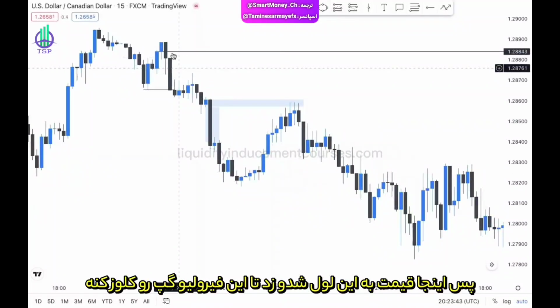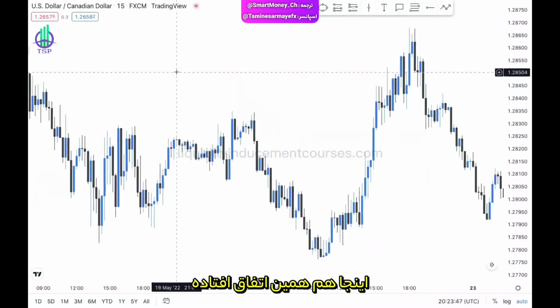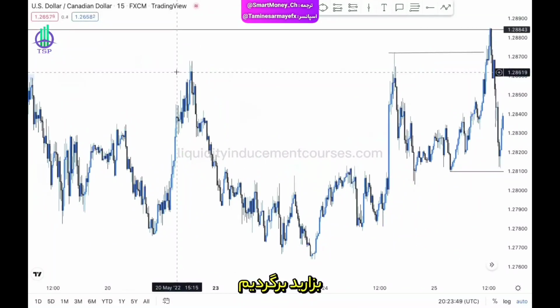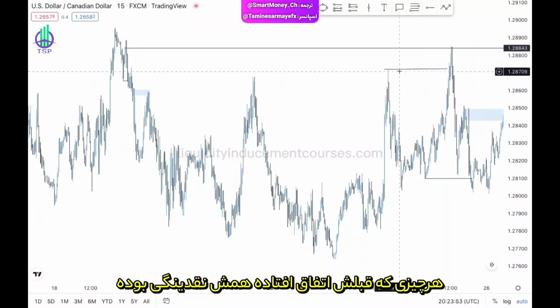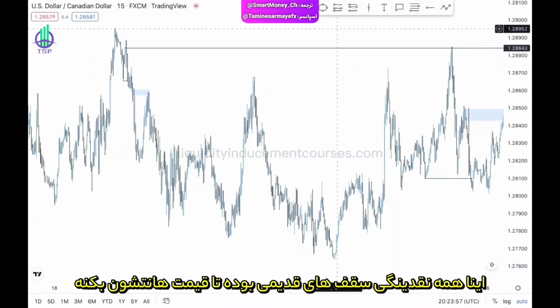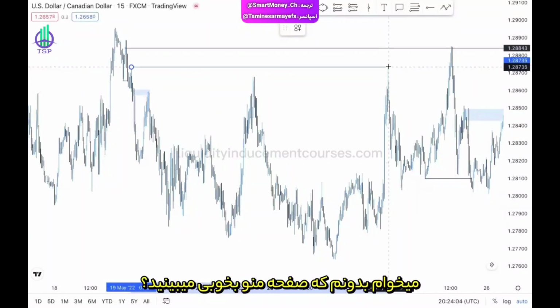So we had price wick into this level to close this fair value gap here. That is what happened here. Let's go back. All right, good. So that's what actually happened here. Everything that happened before then is just liquidity, old highs for price to take out. I want to believe you can see my screen properly.